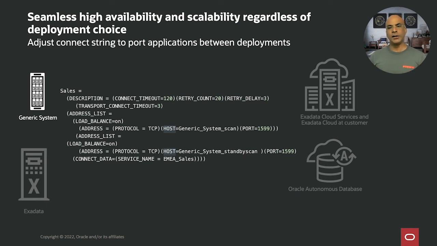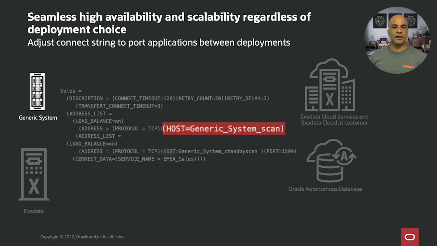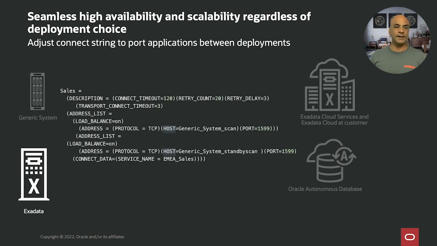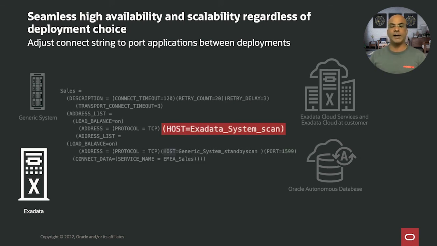Now we get into how you get this seamless high availability and scalability regardless of your deployment choice. Let's say you have a generic system on premises, and you're using RAC for your application, with the comprehensive connect string. Now you're connecting using the host equal to generic system scan. Great. Now, how about if you want to move to, say, Exadata? The only change you have to make is to update your connect string, the host colon port. That's the only thing you change, the host. If the port number is the same, no need to change that. And you are able to run your application on Oracle on Exadata.